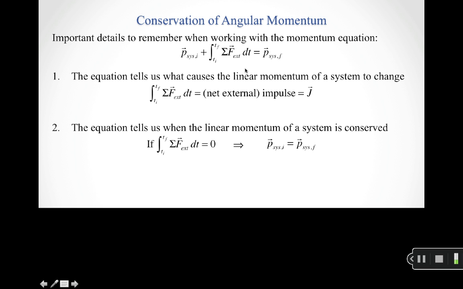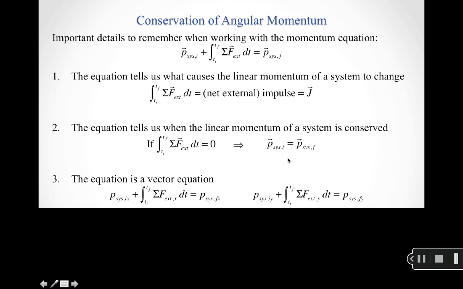So if this term that can change the linear momentum of your system, if that's equal to 0, then that tells you that your initial and final momentum have to be the same thing. And the easiest way to make the impulse be 0 is to say that the net external force acting on your system is 0. So when the net external force acting on the system was 0, that meant that the linear momentum of our system was conserved.